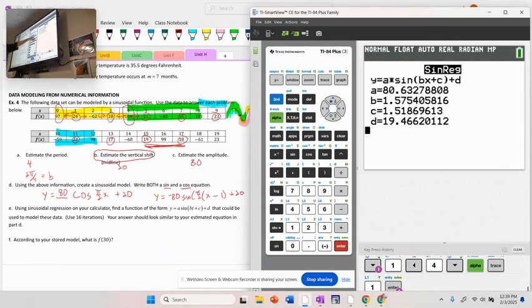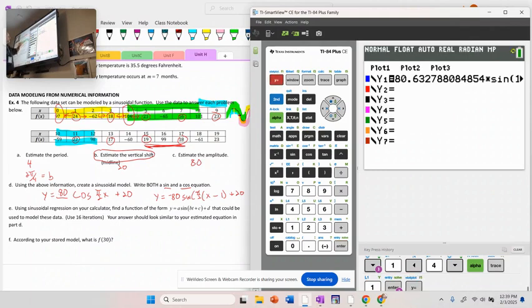Notice our up-down shift, 19.46, not bad. 20 is what we had. So we're almost spot on our D value. And then 80, we're almost spot on our 80 value. So anyway, I just wanted to cover all that before we actually do the math of answering these questions. Now we can answer a whole bunch of them.